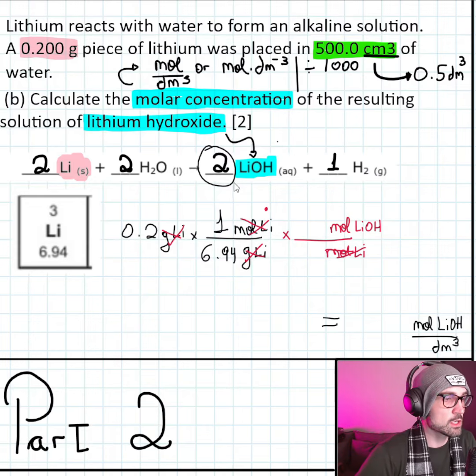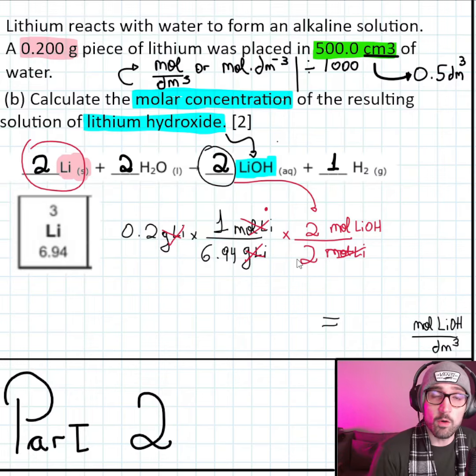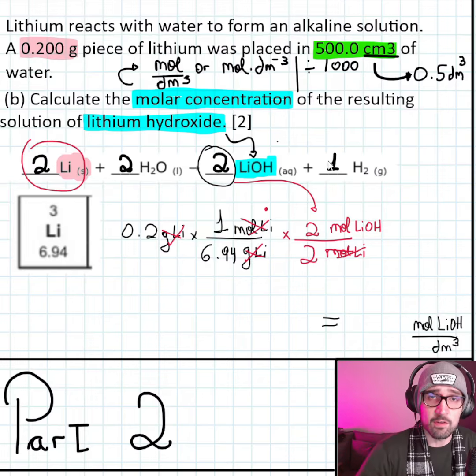What's the coefficient of lithium hydroxide? 2. That's why we need to balance our equations correctly. What's the coefficient of lithium? 2. In this case, they coincide, but that's not always the case. So you have to do this step every single time, okay?